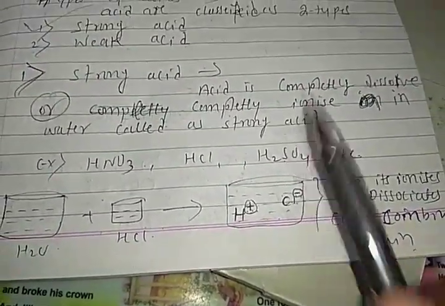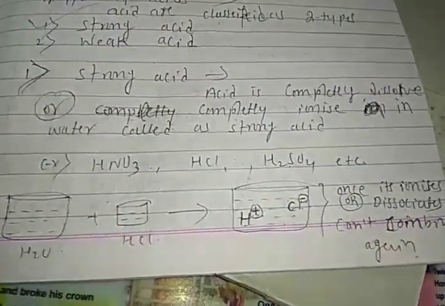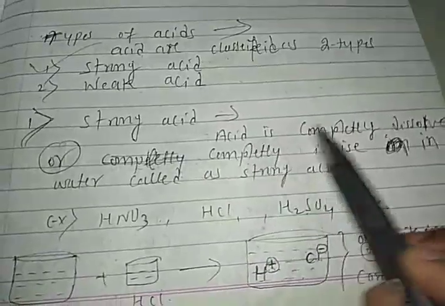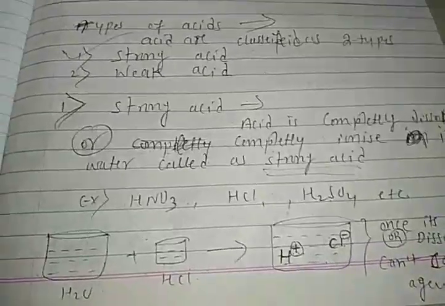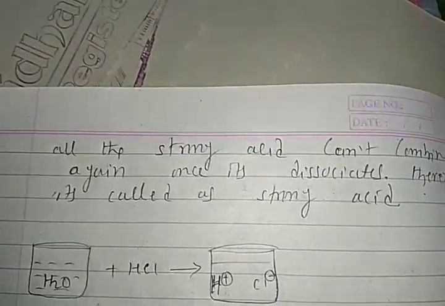That is called a strong acid. So an acid that is completely dissolved or completely ionized in water is called a strong acid. Understood, students? All strong acids cannot combine again once they dissociate. Once it is added into the water, it dissociates to form ions, and after the formation of ions, the ions cannot combine with each other.